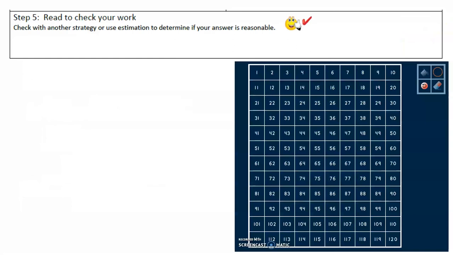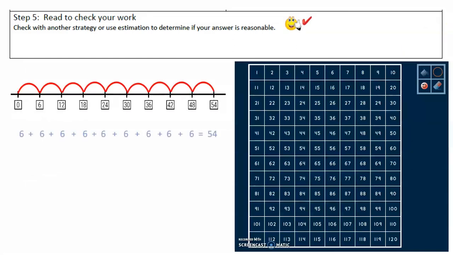We can use another strategy to check our work. We used a number line and a repeated addition equation to solve the problem and found that the monkey walked a total of 54 inches. I'm going to use a counting on strategy and a 120 chart to check my work. I'm going to count in groups of 6. I need to make sure I count 9 groups of 6.